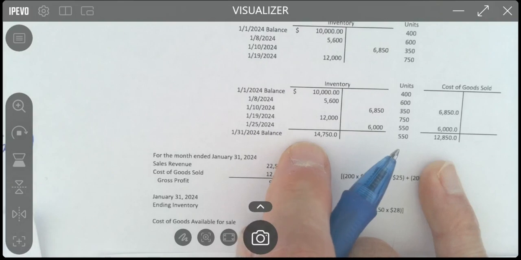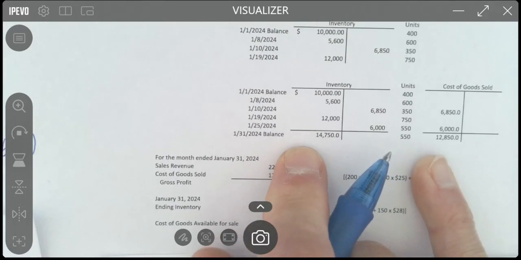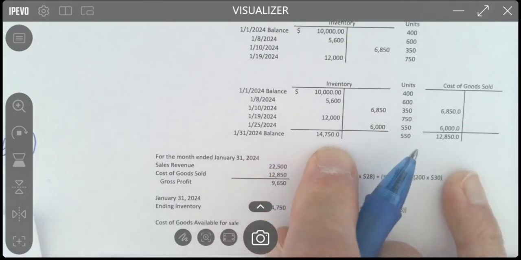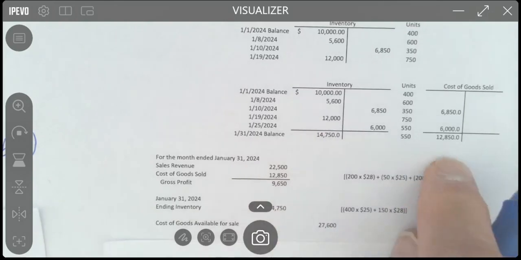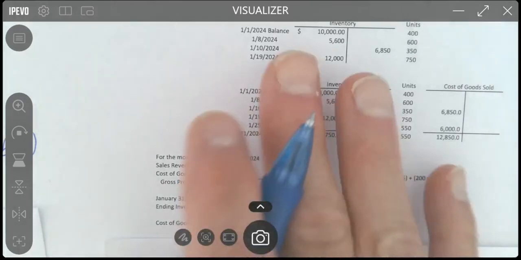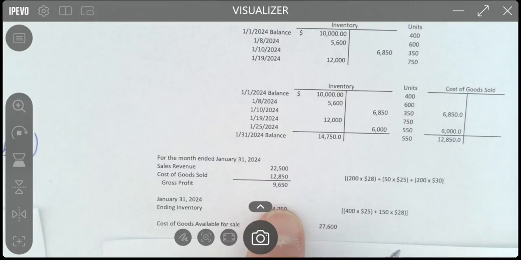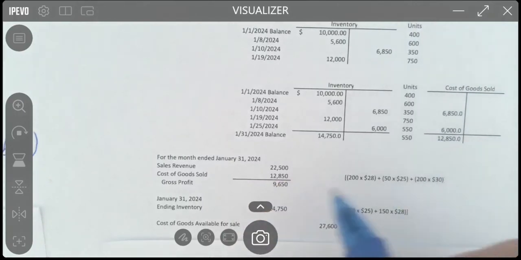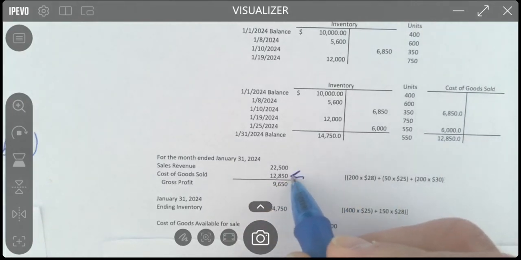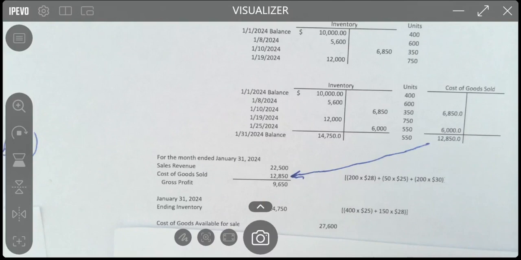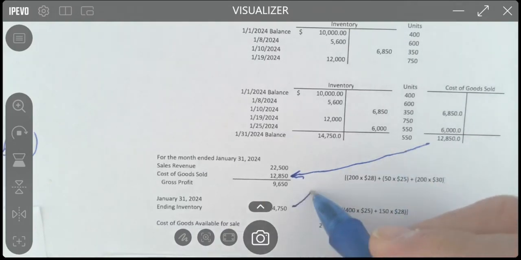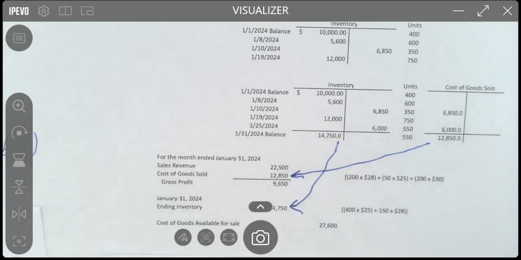So our ending balance in inventory is 14,750, and the cost of goods sold, if you add up the 6,850 and the 6,000, is 12,850. And so on the financial statements, there's cost of goods sold, and there's ending inventory.